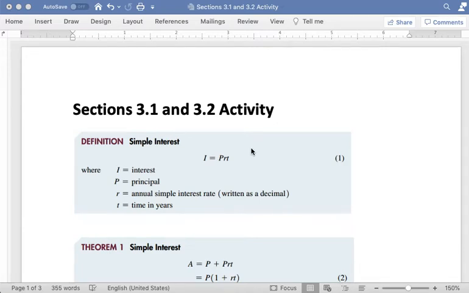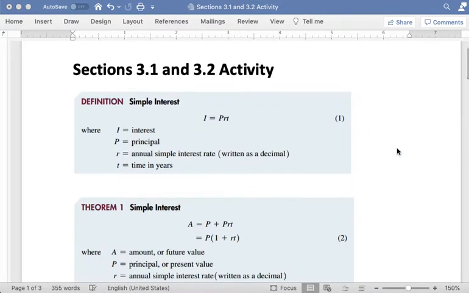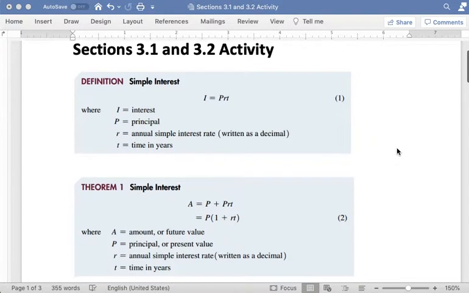In this video, we're going to start with the sections 3.1 and 3.2 activity. Section 3.1 talks about simple interest, so we're going to do that first. So we have some formulas here.